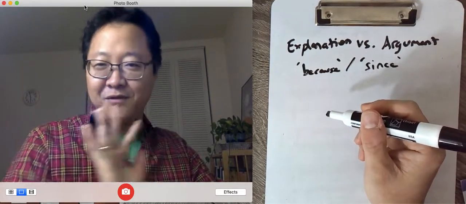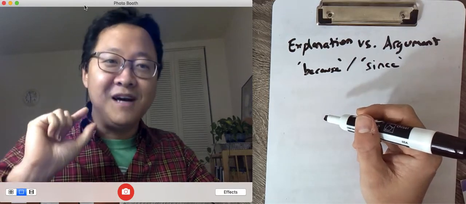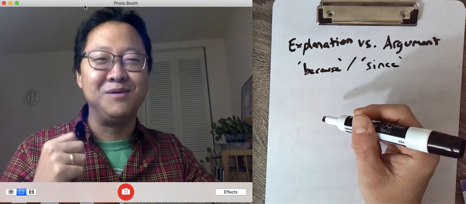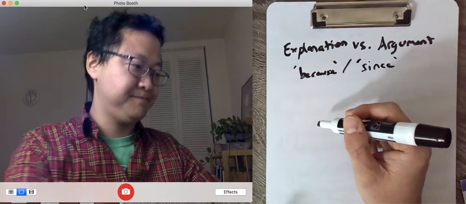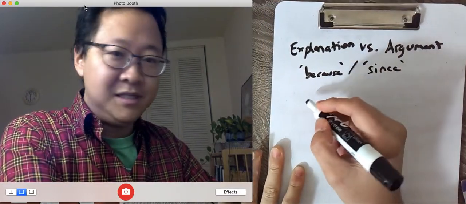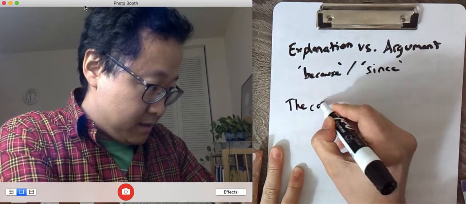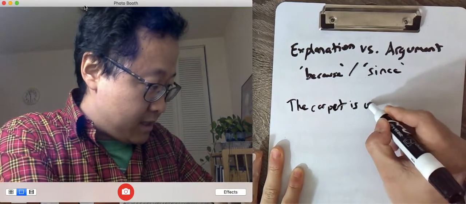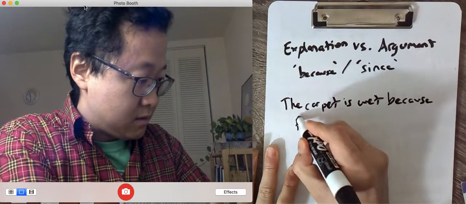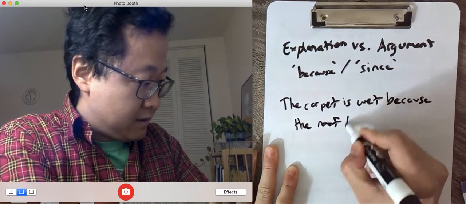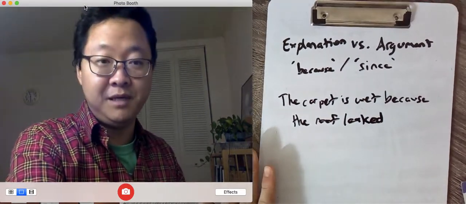So, okay, for this first video, I just want to give an example. It'll be similar to the example in the book. And the example will hopefully help you get the idea. Okay, so take this sentence. The carpet is wet because the roof leaked. Okay, the carpet is wet because the roof leaked.